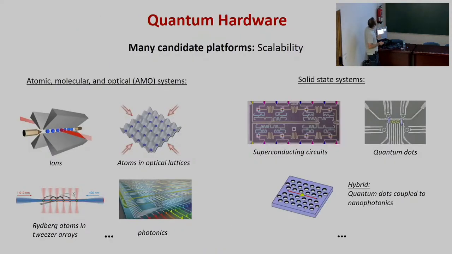Okay, and there are many candidates for scaling the system. We typically group them in two groups. One is the atomic, molecular, and optical systems, like ions, atoms in optical lattices, photons, and the other is solid-state systems, like superconducting circuits and quantum dots, which are very similar to standard classical computers made of semiconductors. Or hybrid, like combining quantum dots with photons, as in nanophotonics, and many, many more that I cannot list here.